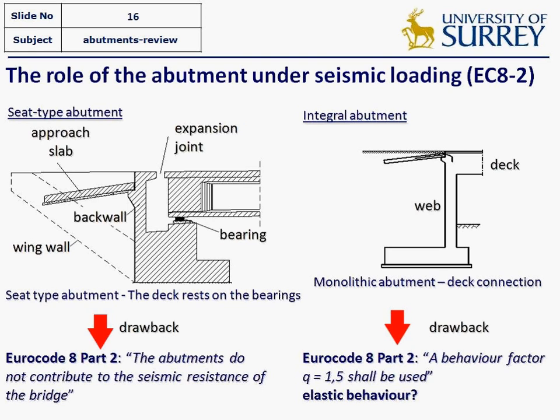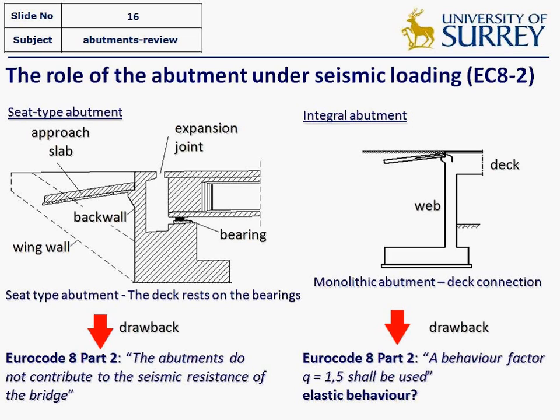So, how are abutments treated in Eurocode or in other American codes like AASHTO? If we use a C-type abutment, then the abutments are not considered to contribute to the seismic action. If we use an integral abutment, Eurocode 8 Part 2 requires that a behavior factor q equal to 1.5 shall be used. This behavior factor, which corresponds to the American R factor, shows how much of the induced seismic energy can be dissipated by concrete sections, by the piers.